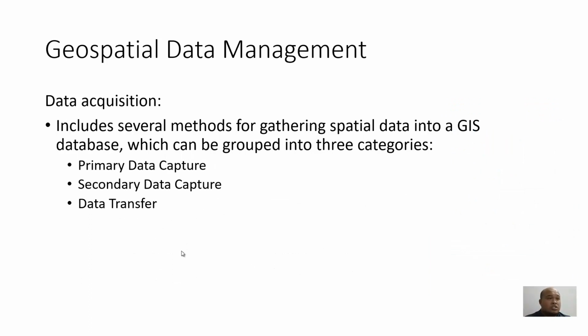Next is the data acquisition, which includes several methods for gathering spatial data into a GIS database, which can be grouped into three broad categories. The first one is primary data capture, the second one is secondary data capture, and the third one is data transfer. Some categorize this as only two, primary and secondary data capture, while the data transfer is actually under the secondary data capture.